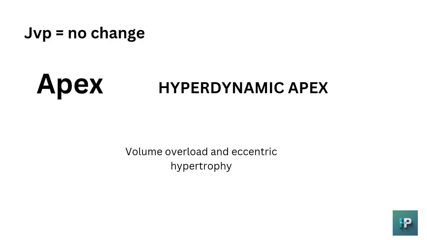And then JVP. Here there will be no change in JVP, as it is a left-sided heart disease. And apex here will be hyperdynamic, that is, increase in volume. It's due to increased ejection fraction. And rapid rising, it's due to rapid contraction, and it's longer than usual because of more flow of blood through the aortic valve. And hyperdynamic apex is commonly seen in volume overload and eccentric hypertrophy states.